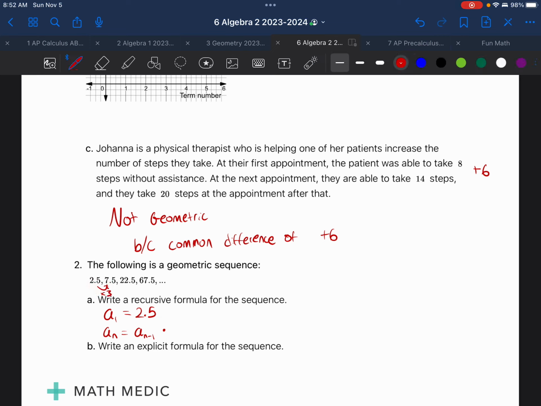If I do that off to the side, 25 times 3 is 75. And if I put some decimals in here, decimal, decimal, that does work out. So I'm pretty sure we're multiplying by 3 each time. So I'm going to say multiply by 3.